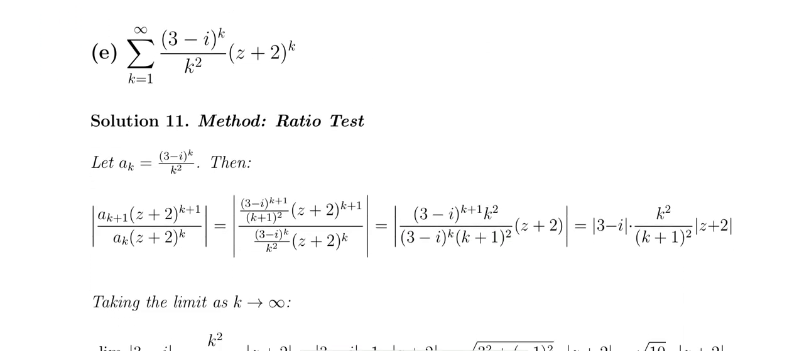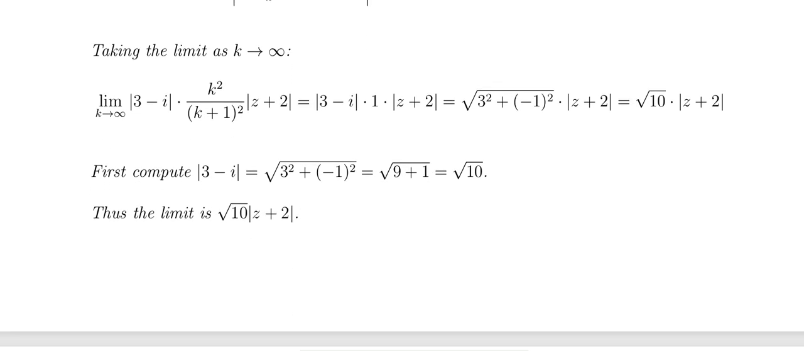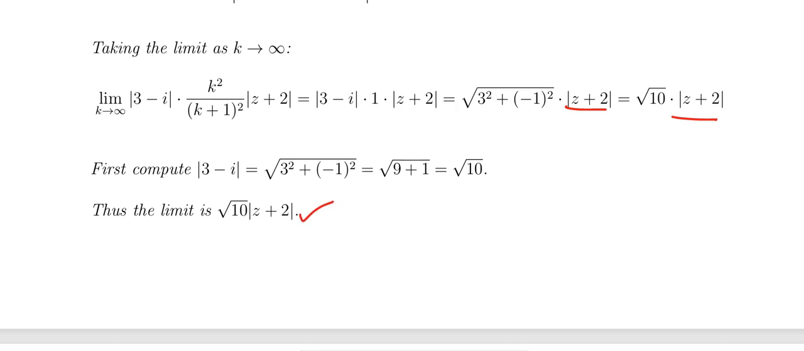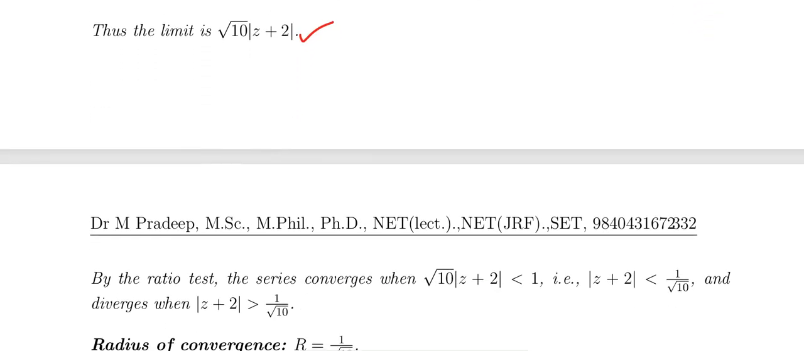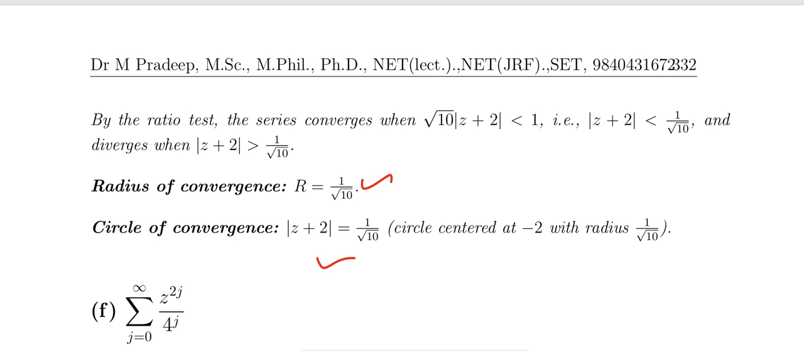Next, the 3 minus i whole power k, the same type of problem. When we simplify, we get mod of z plus 2 times mod of 3 minus i, which is root 10. So root 10 into mod of z plus 2 must be less than 1 for the series to converge. Therefore the radius of convergence is 1 by root 10 and the circle of convergence is mod of z plus 2 equal to 1 by root 10.